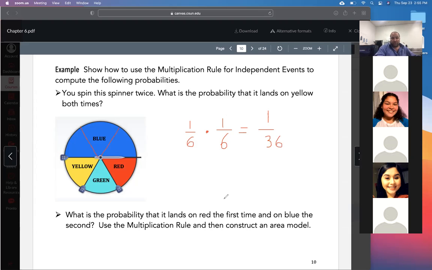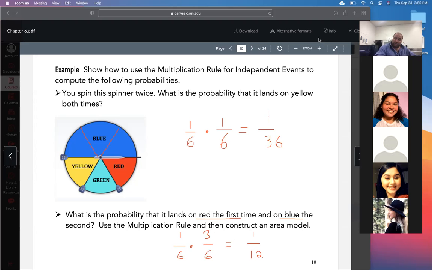And what about red the first time and blue, or at least dark blue, the second time? What would the probability be there? Or at least what would I multiply to get the right answer? 1 over 6 and 1 over 2. 1 over 6 times 1 over 2, or if I don't simplify and keep the same denominator, 3 out of 6, but it's the same thing. So the answer would be 1 out of 12. Does that make sense? Any questions on that?